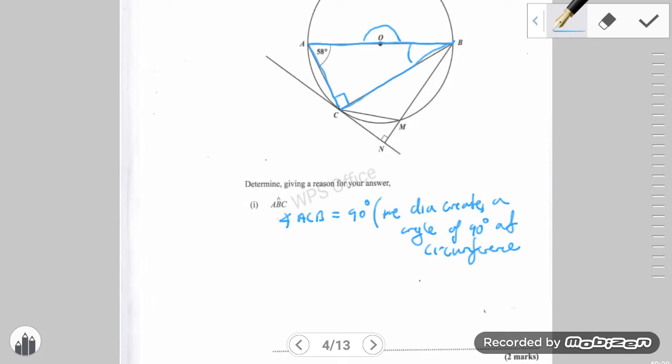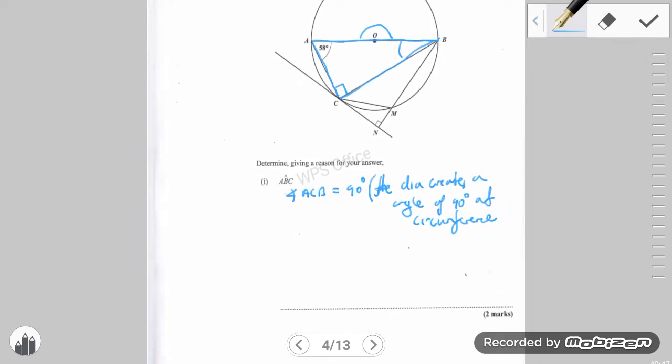Okay, so that's a theorem that you all need to know. The diameter creates an angle of 90 degrees at the circumference. Now with that statement, we can say therefore angle ABC is equal to 180 minus the two we now know. They gave us 58 degrees and we just attained the 90 degrees, so when we add 90 to 58 we get 148 degrees.